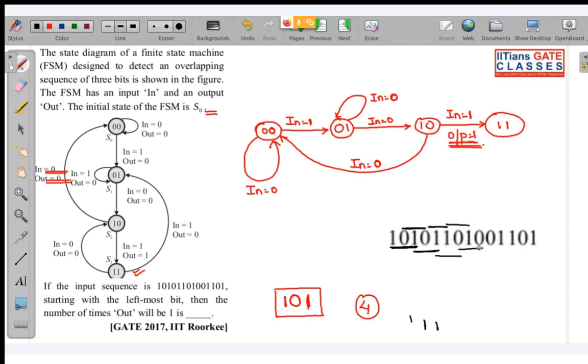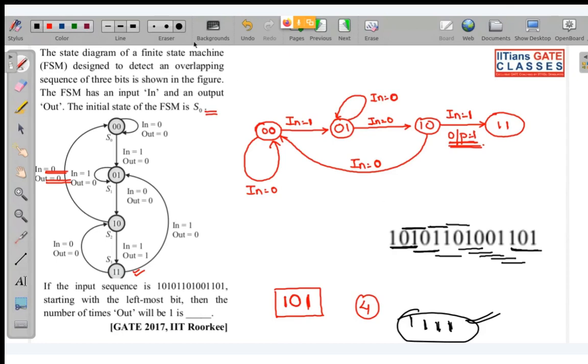Again from 001, 010, this is not the sequence. This is 100, not the sequence. 001, not the sequence. 011, not the sequence. 110, not the sequence. And the last time you have is 101, so one more time you have 1. So these are 4 times 1, you can see. Like this you can solve the question of sequence detector. So this was an overlapping sequence, that is why I have counted like this.